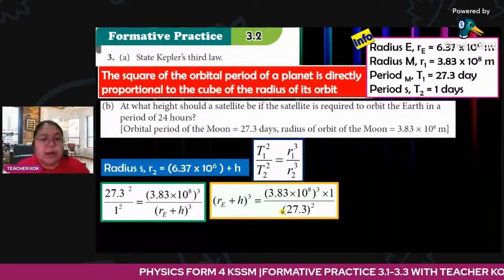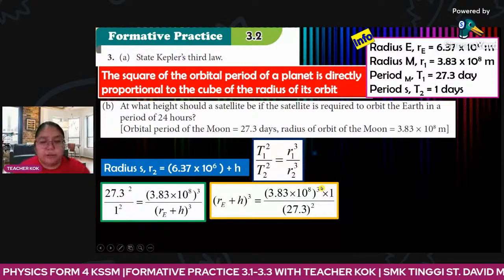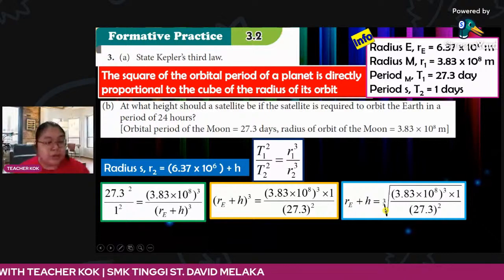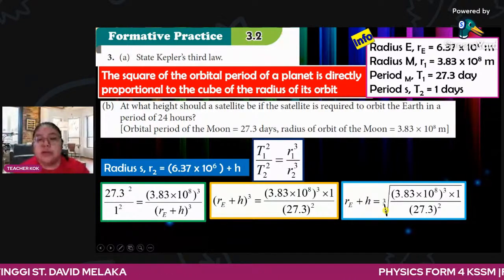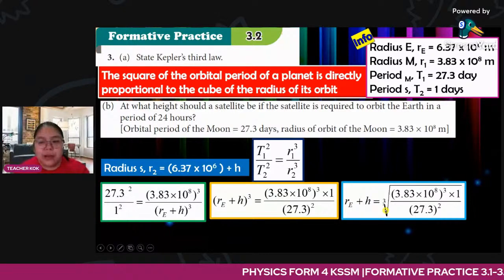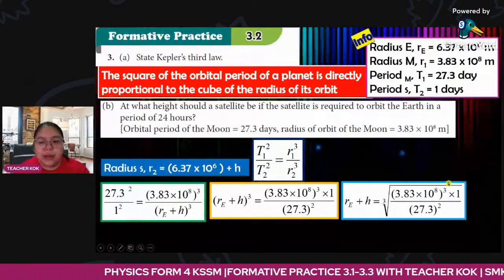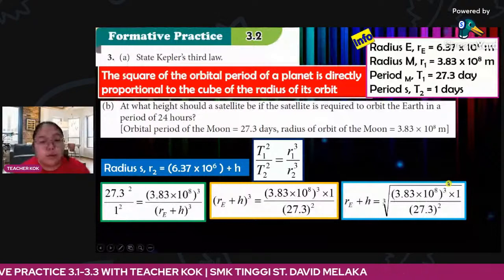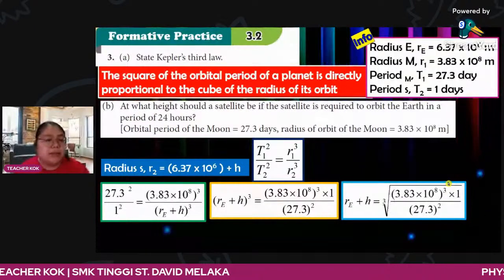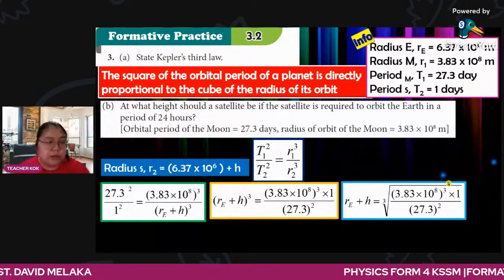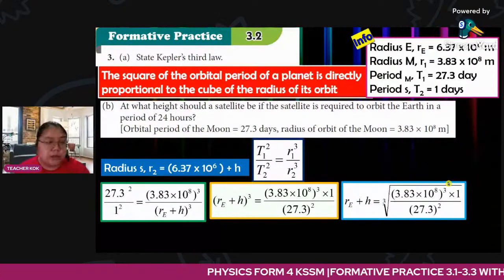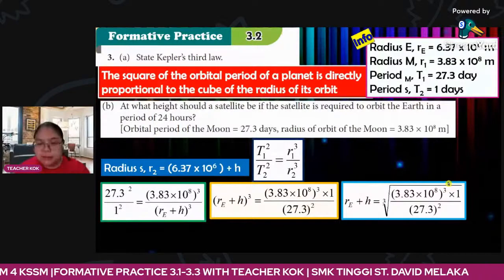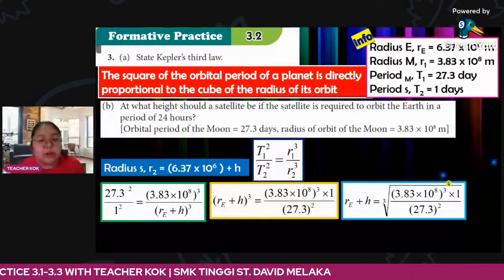So from here I do the calculation for this part. Remember you need to cube and square. This one was a square root, is it? Now it's a cube root. Remember, cube root. So you take 3.83 times 10 power of 8, cube it first, multiply by 1 over 27.3 squared. Then remember you need to take the cube root. After the cube root, you get the answer R2. Now the question doesn't want R2, they want H only, so later you need to minus the radius of the Earth. So I show you the answer. This calculation is so long, so you must be careful when you do it and when you press the calculator.